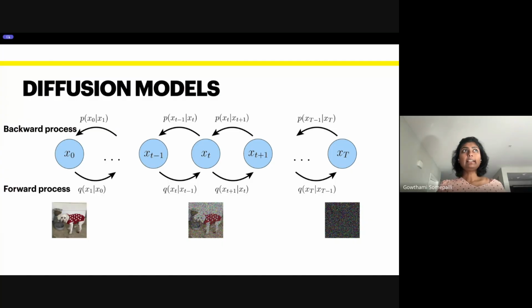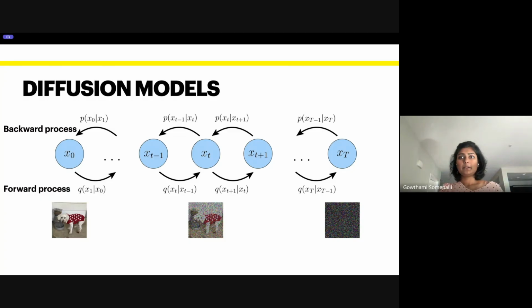Then we have the reverse process, or backward process, or denoising process, where we want to sample from this Gaussian distribution and remove a little bit of noise in every step until we reach a realistic-looking image. The forward process is where we are destroying the information. The reverse process is where we start from the noise and end up in image space.